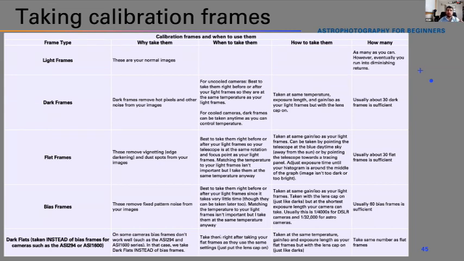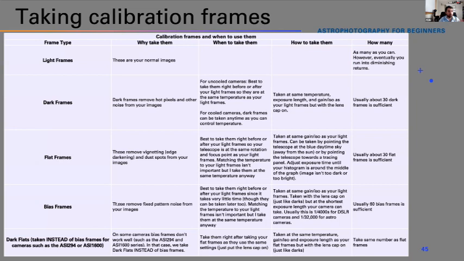When to take them: you take them right away after your flat frames, because you want to use the same settings as your flat frames for these. You just put the lens cap on. They have to be taken at the same temperature, at the same gain or ISO, and at the same exposure length as your flat frames, but with the lens cap on, just like darks. And you should take the same number of dark flat frames as your flat frames.